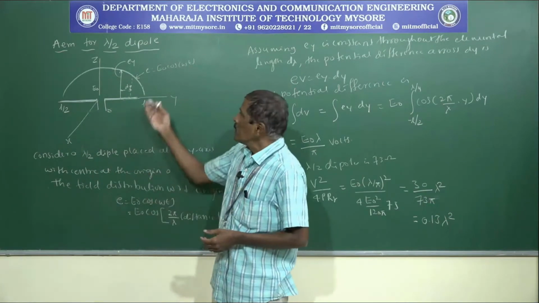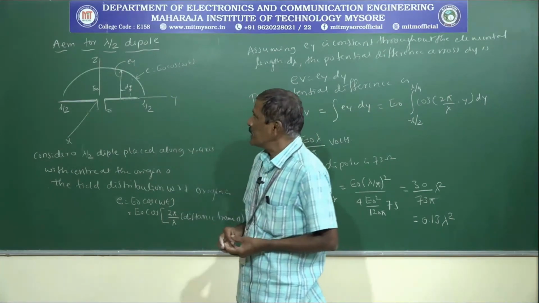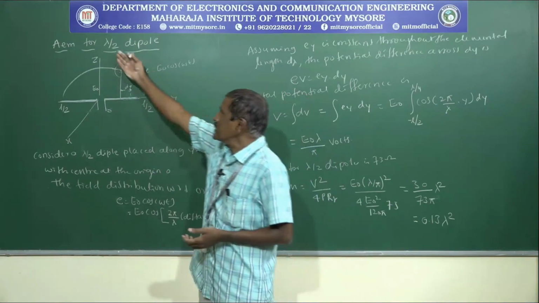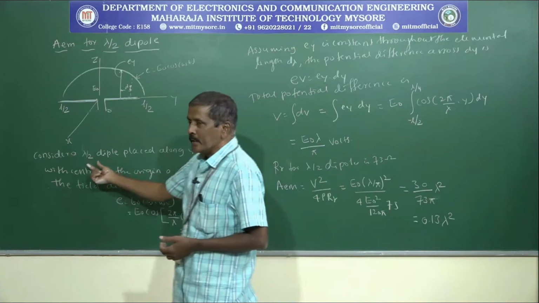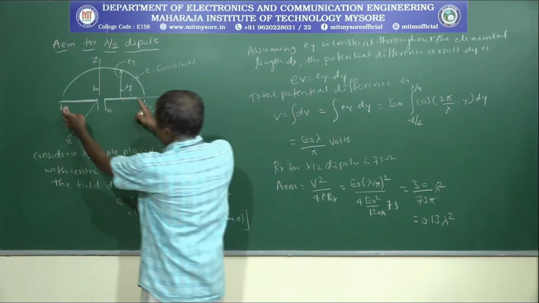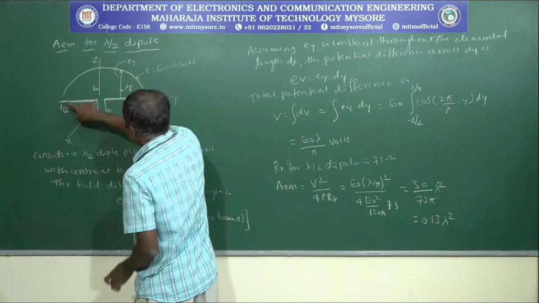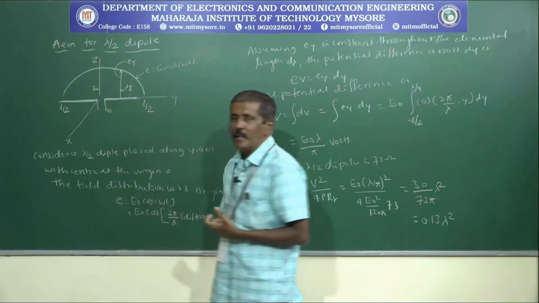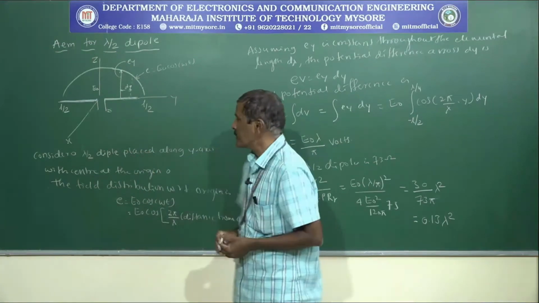Now, let us consider the maximum effective aperture for a lambda by 2 dipole antenna. That is, this lambda by 2 indicates the length of the antenna. Consider a lambda by 2 antenna placed along the y-axis, with its center at the origin. So, this is the center of the origin.